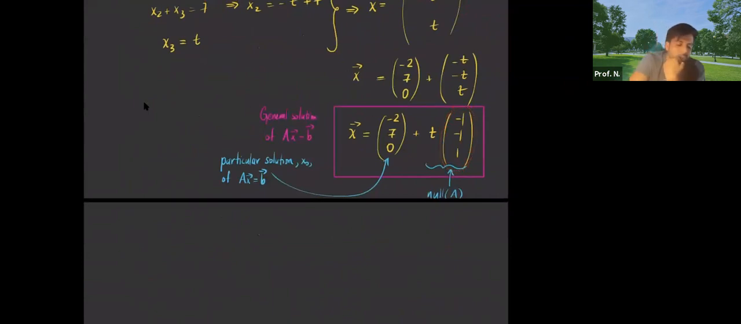So what does that mean? What is the nullity? What's the nullity of A? Meaning, what's the dimension of the null space? Well, there's only one vector in the null space of A that spans everything in the null space of A. So the nullity is 1.